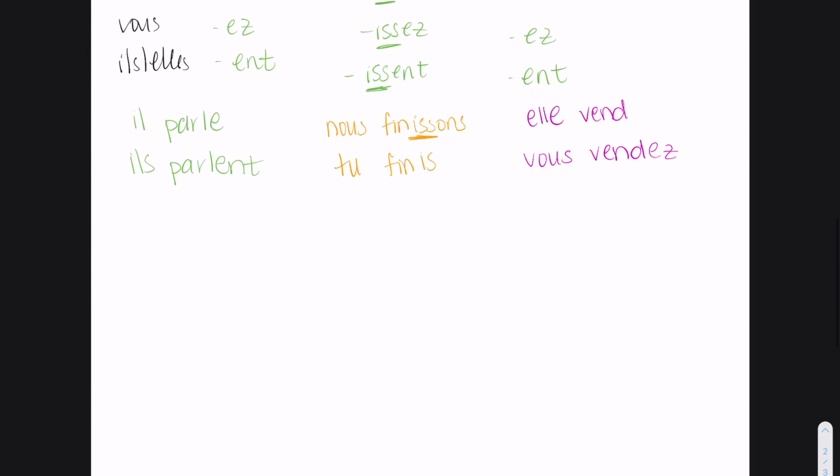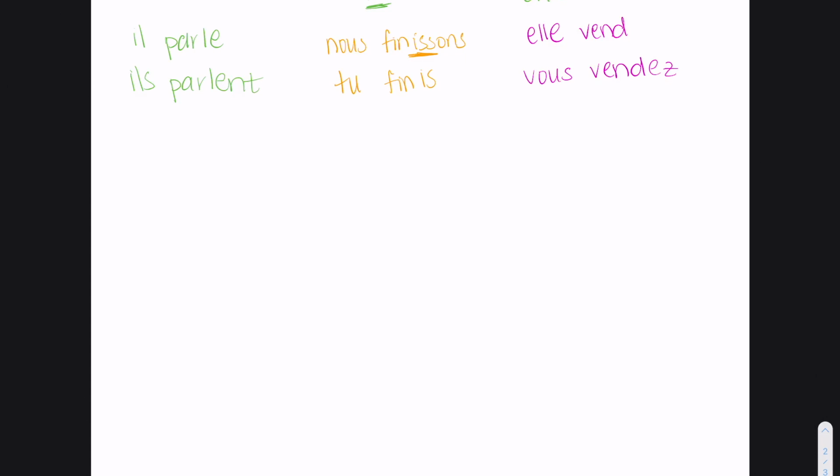Let's take a look at some irregular verbs that we'll find in present tense. Okay, so avoir, again, is a big one. Être is a big one. Aller and faire. So these are our four most common. Let's take a look at these guys first.